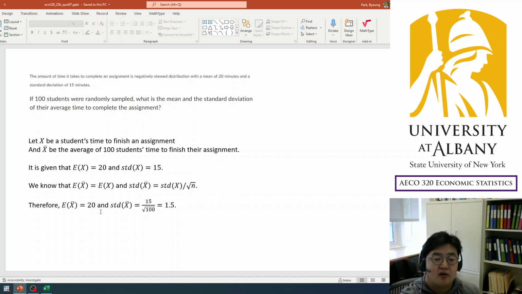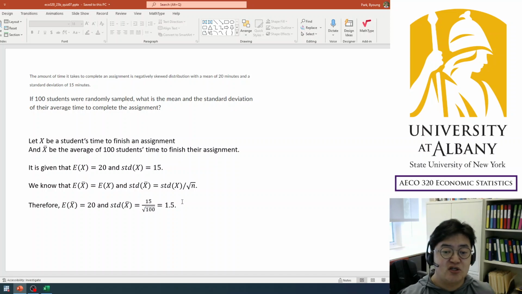Okay, so then plug in the numbers. The mean is 20 and single outcome standard deviation is 15, but you have to divide it by square root of 100, which is simply divide by 10, so it becomes 1.5. This is how you calculate the mean and the standard deviation of a sample average. Okay, so we are going to use this method like all the time throughout this quiz.